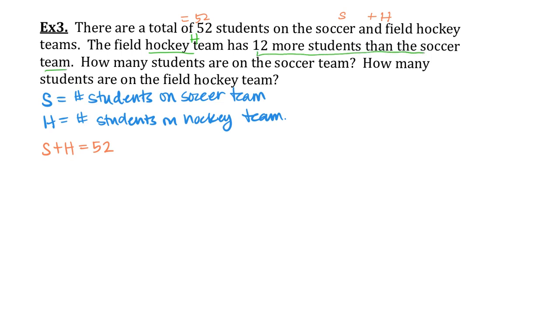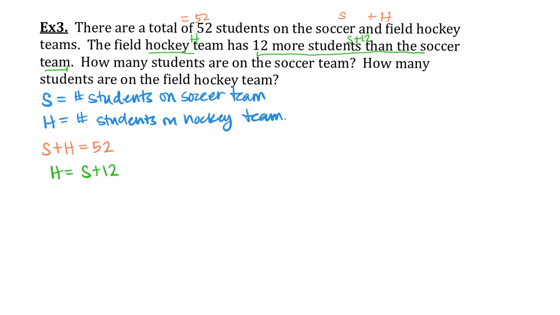What does more than mean? Plus. And it says more than, so it goes in a funny order. So it has something to do with S plus 12. Before we write the equation, let's just think about that. So if the hockey has 12 more than the soccer, so if the soccer has 10, the hockey team has 12 more. So the 10 plus 12 is going to have 22. So there are more people on the hockey team. 12 more students on hockey than soccer. So it's going to be that the hockey team is S plus 12, because it's always going to be 12 higher than the soccer team.